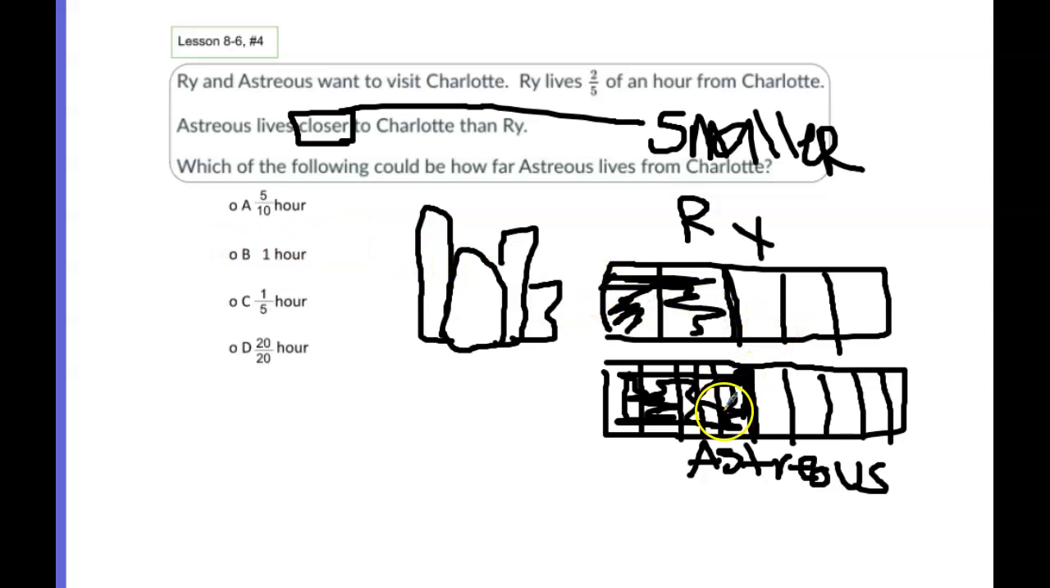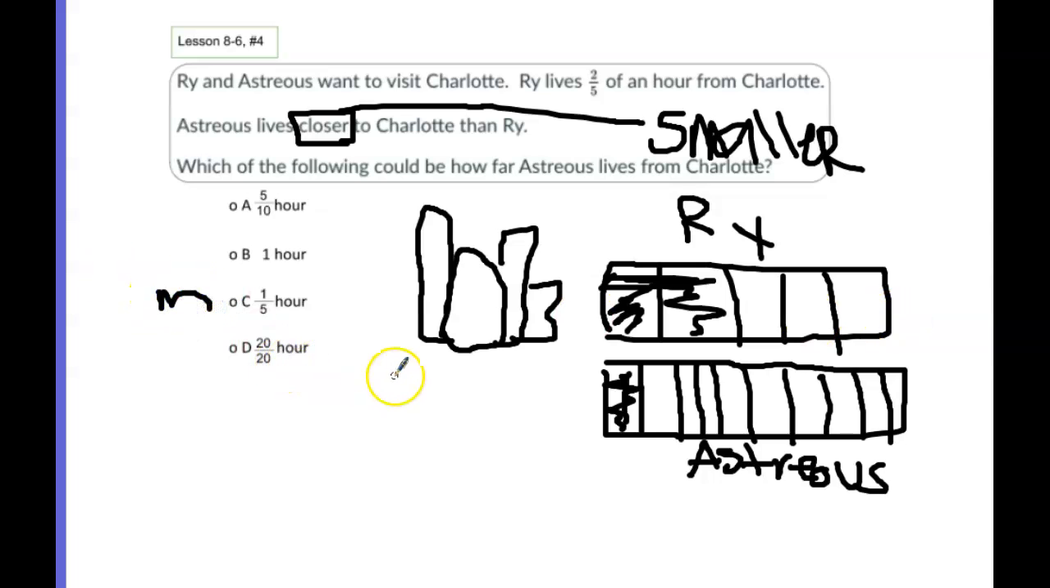One whole is a whole thing. So that means shading in the whole thing. If I shade in this entire thing, obviously that's bigger than 2/5, right? So it can't be a whole. And then 1/5, if I were to do 1/5, oh, this is 1/5. Is 1/5 smaller than 2/5? Yeah, it looks like it, right? So I'm going to put a maybe right there.